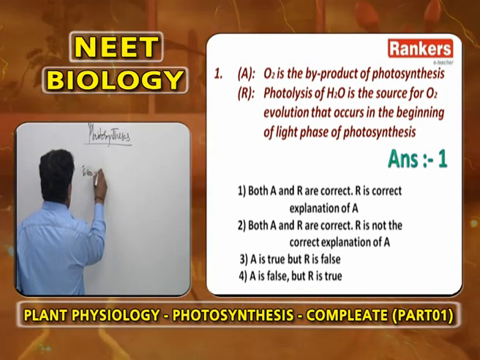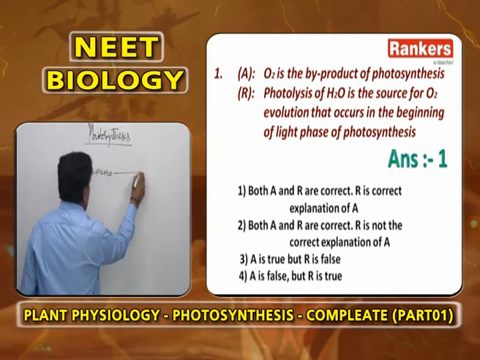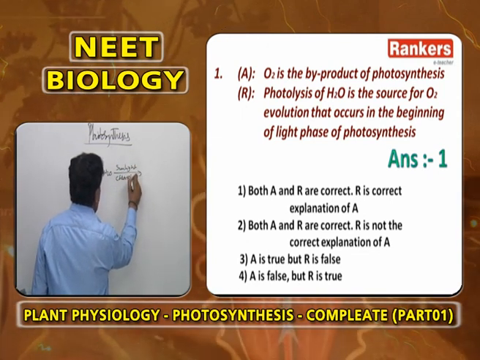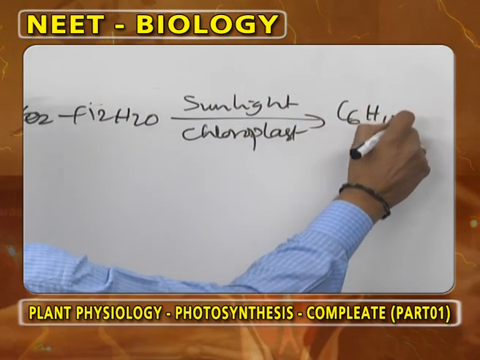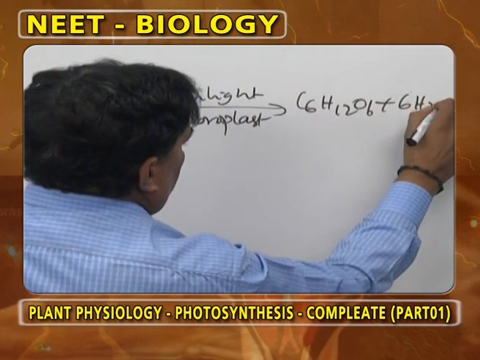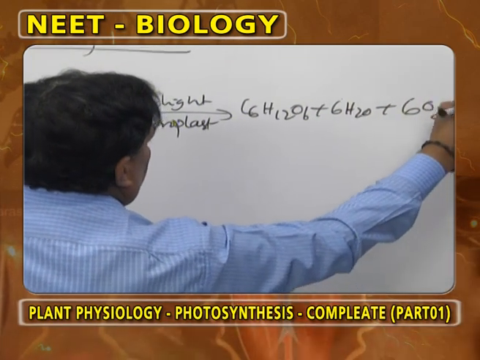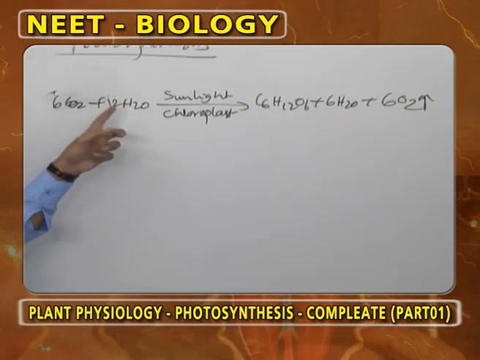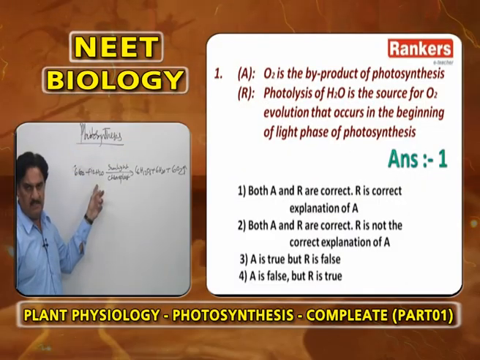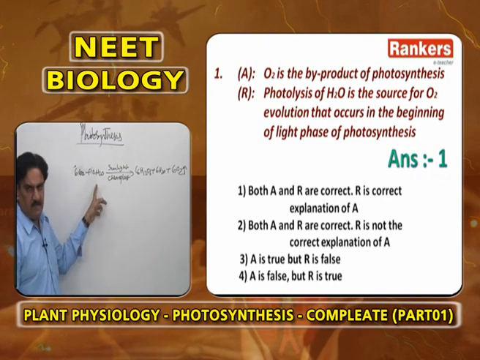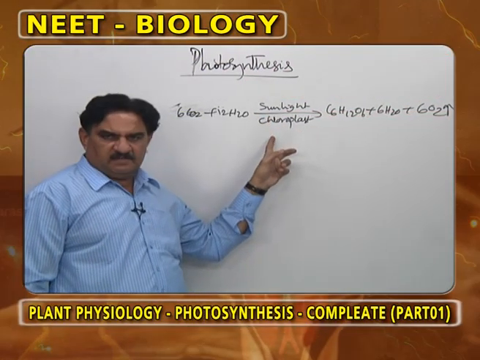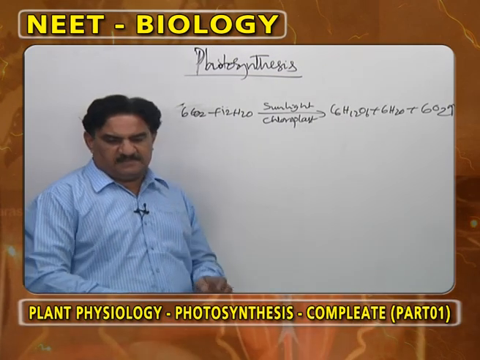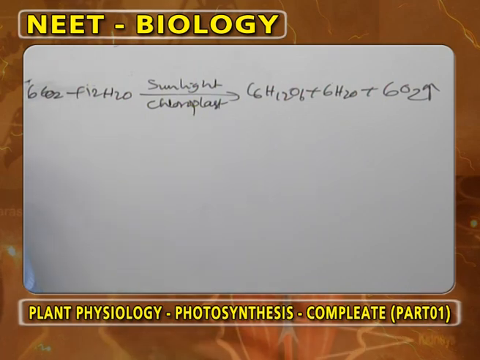6CO2 plus 12H2O in the presence of sunlight and chloroplast as site gives C6H12O6 plus 6H2O plus 6O2. So oxygen is the byproduct of photosynthesis, correct, because the ratio of carbon dioxide and water mixed is 1:2, when 6 carbon dioxide and 12 H2O in the presence of sunlight and chloroplast as site, glucose is formed, metabolic water is formed and oxygen is liberated. So, oxygen is the byproduct of photosynthesis.